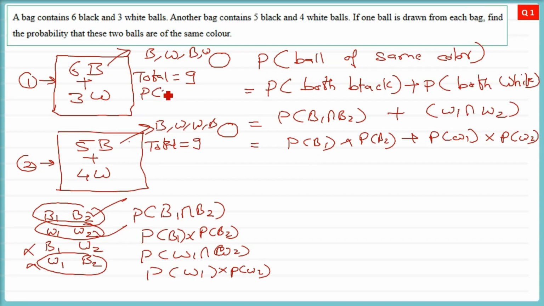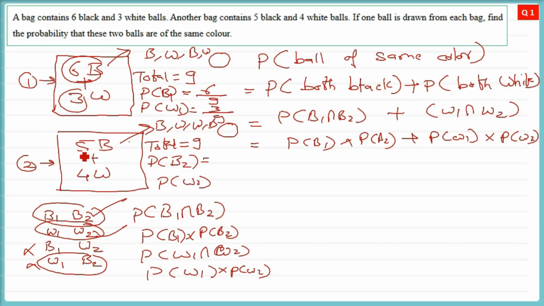So probability of getting a black and probability of getting a white in the first one. I'm writing it as B1, W1 just to represent that they are coming from the first bag. 9 remains in the denominator because these are total cases. Blacks are 6, whites are 3. So 6 by 9 and 3 by 9 are the probabilities for the first bag. Second one again, P(B2) and P(W2) we are writing. Denominator remains the same: 5 plus 4 is 9. So the total number of cases are 9.